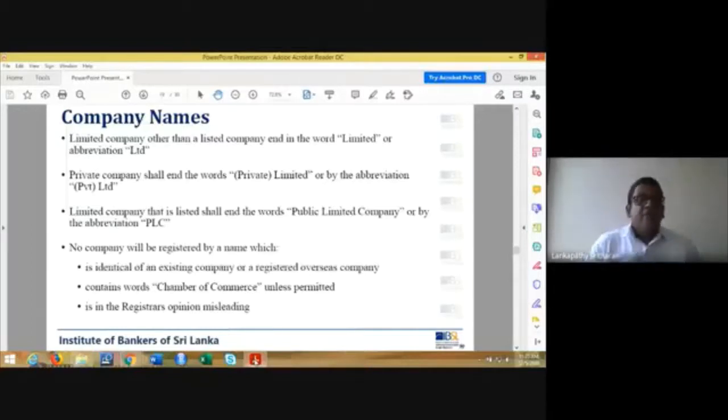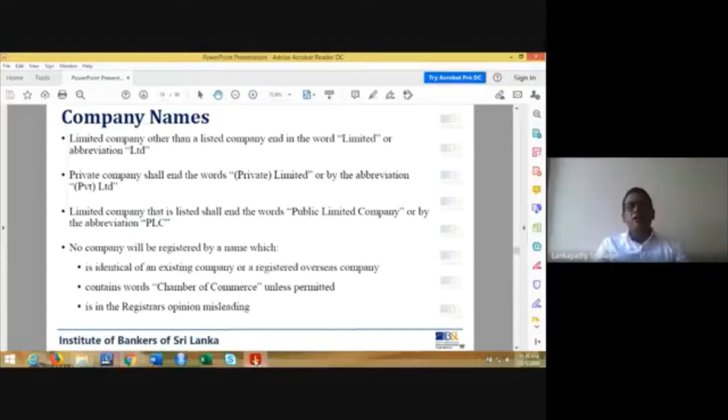The second one is, if it is a private company, then the name shall end with the words private limited or the abbreviation PVT limited. So that's what I said already. If a company is no longer considered a private company, then they have to change the name. Why do they have to change? They have to remove the words PVT limited or private limited and put it as a limited company. I think you would all remember that I mentioned that if the company is no longer a private company, one of the conditions is that they have to change the name. Why? Because they can no longer use the words private limited. They have to use either limited or PLC.